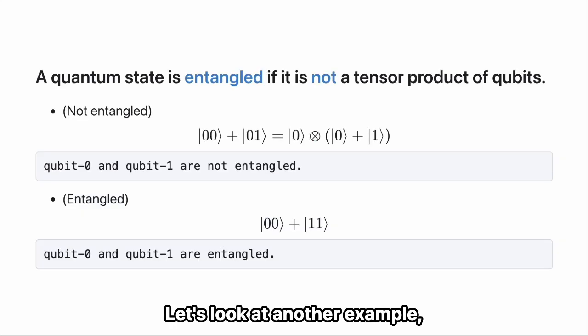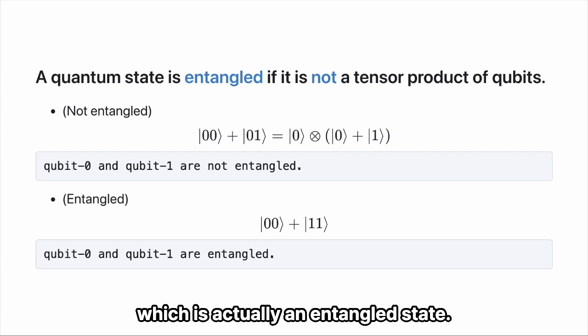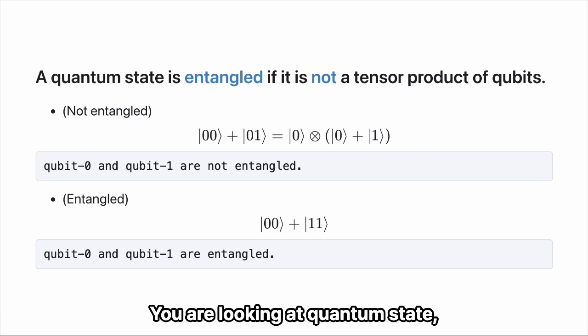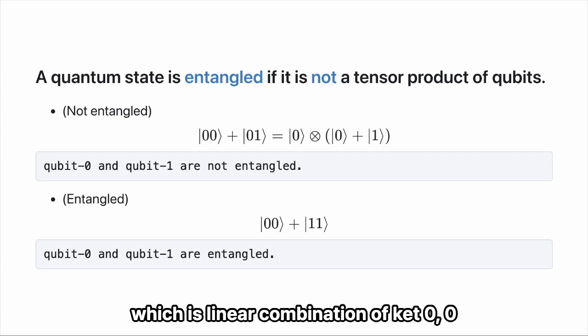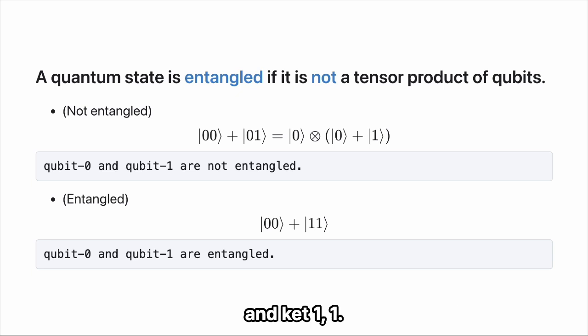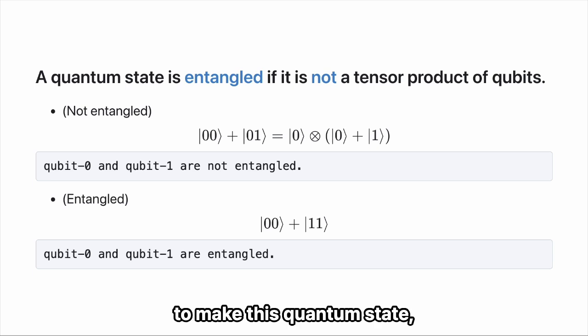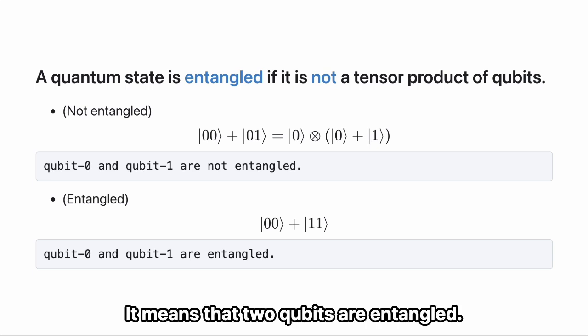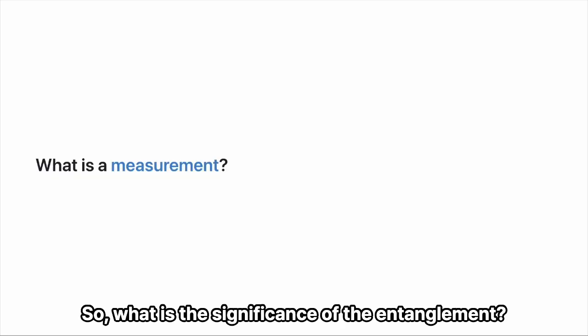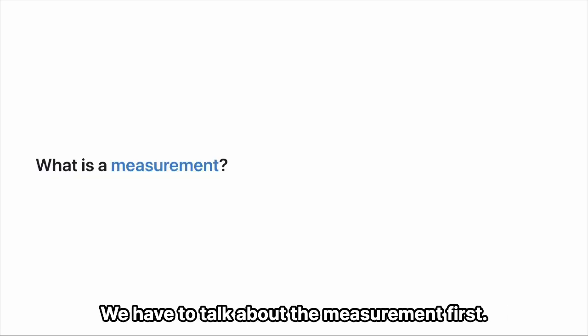Let's look at another example, which is actually an entangled state. You are looking at a quantum state which is a linear combination of cat 00 and cat 11. Since you cannot write a tensor product of two quantum states to make this quantum state, it means that the two qubits are entangled. So what is the significance of the entanglement? We have to talk about the measurement first.